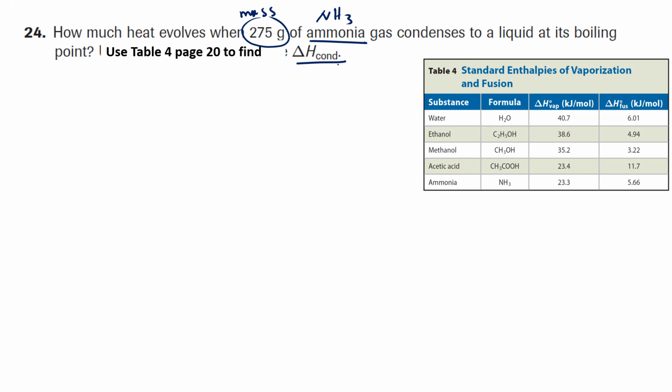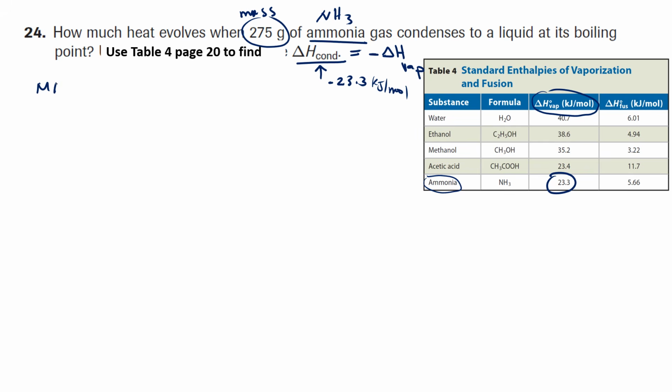Delta H condensation for ammonia equals minus delta H vaporization. When we talk about condensation, we are talking about this. So it's going to be 23.3. But condensation is going to be minus 23.3, because they are always opposites: if this one is positive, this one should be negative. It's kilojoule per mole.